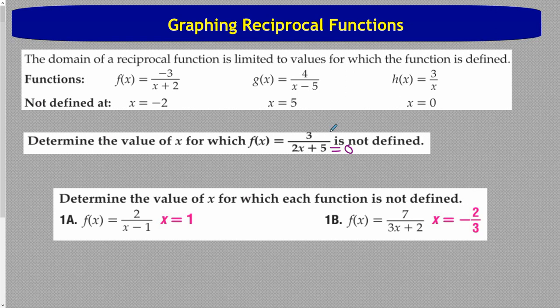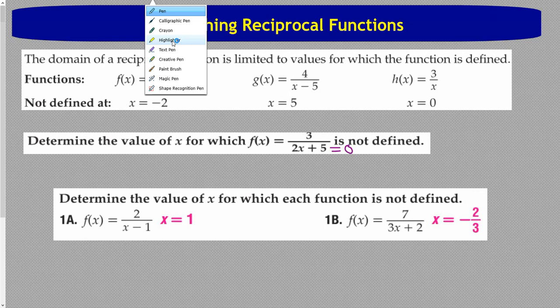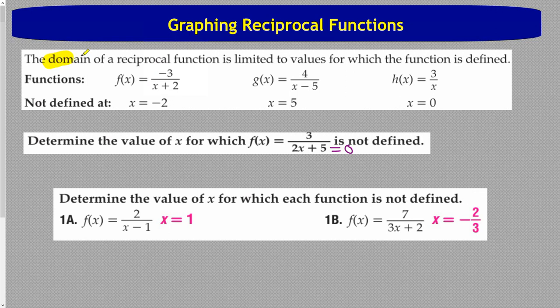Okay, the domain of a reciprocal function. So let's talk about this for a second. The domain of a reciprocal function is limited to values for which the function is defined, meaning we cannot use values that make the denominator 0. Okay, so for example, x plus 2 is our denominator, so it's not defined at x equals negative 2, because that would make the denominator equal to 0. So that is where the asymptote would be. x equals negative 2 is our vertical asymptote.